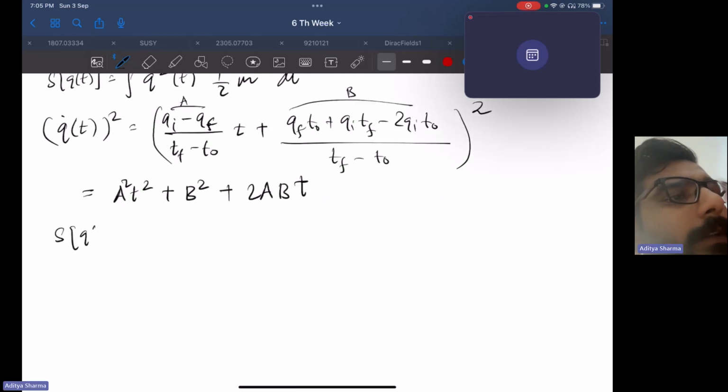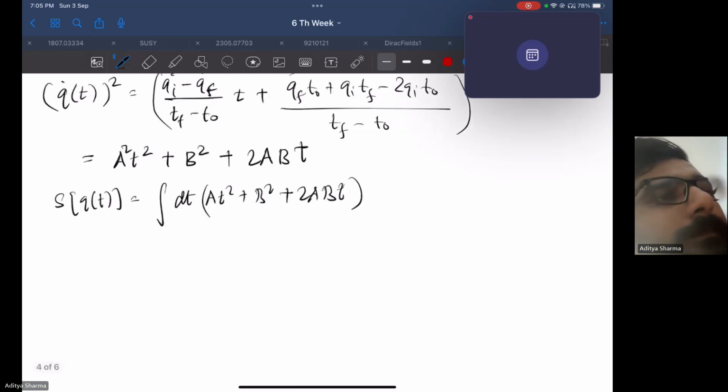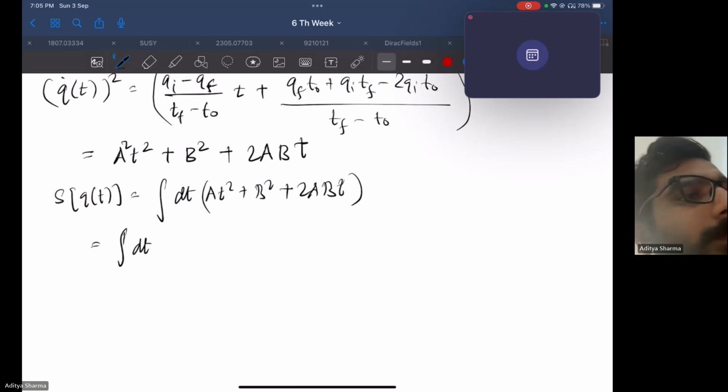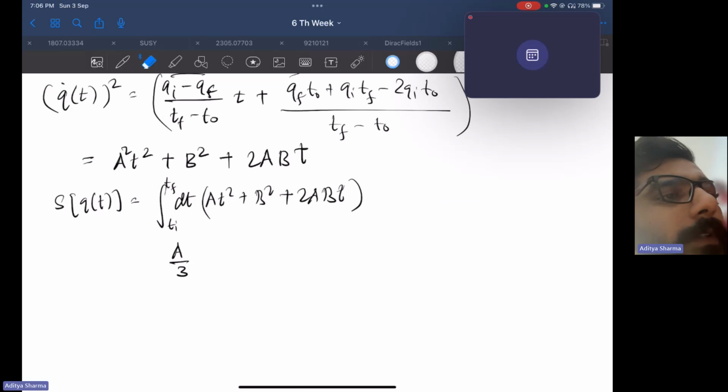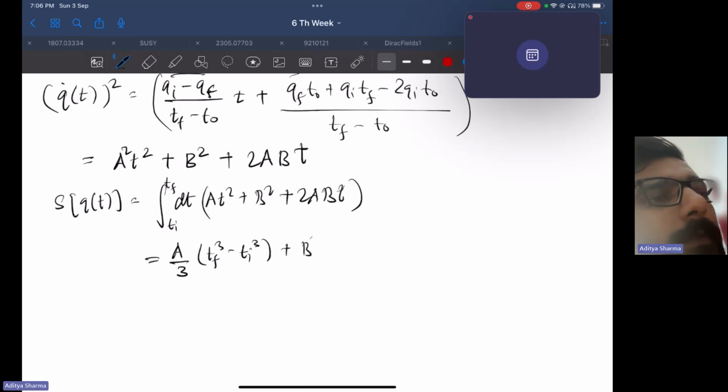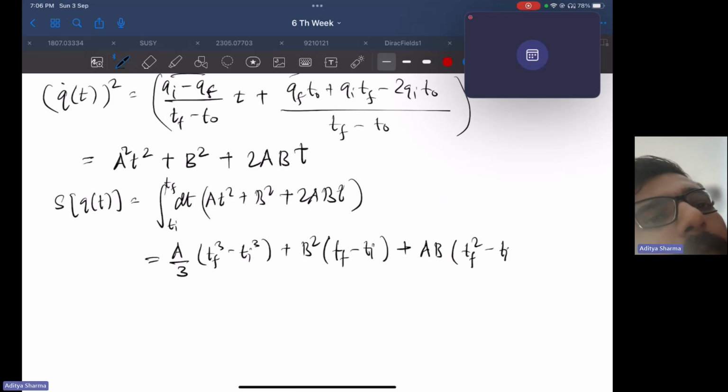Now I'm going to find the action. B square plus 2AB T, from initial T0 to Tf, will have A T cubed by 3, which is T cubed by 3 times Tf cubed minus Ti cubed, plus B square Tf minus Ti, plus AB Tf square minus Ti square.